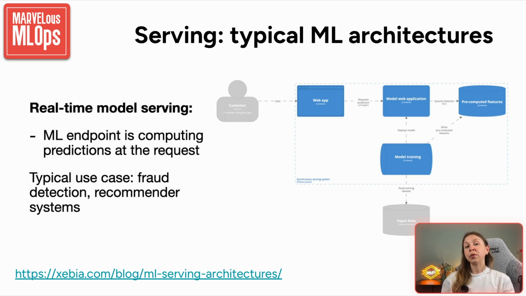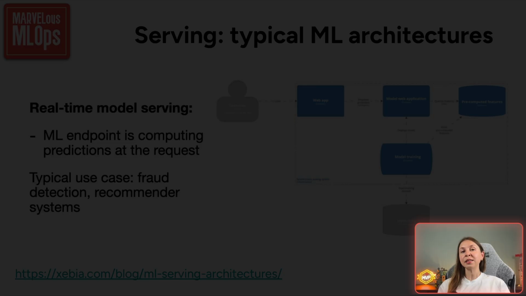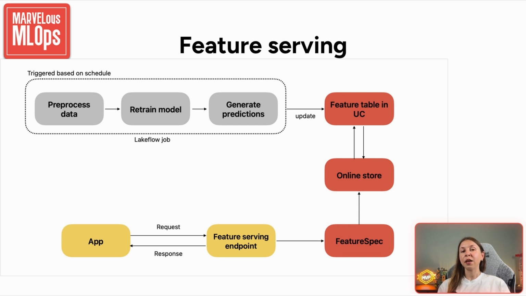Let's now talk about these architectures on Databricks, how they can be implemented there. Let's take a look at feature serving first. In the most simple scenario, you have a Lakeflow job that roughly consists of 3 steps, which is data pre-processing, model retraining, and generation of predictions. It can also be 2 jobs instead, so that you retrain your model once per week, but you generate predictions daily. In the end, after predictions are generated, we write them to a feature table.